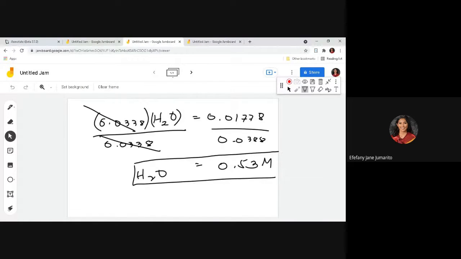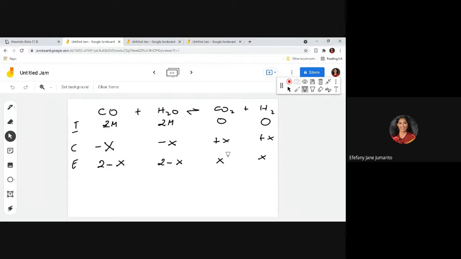So here, what is the value of our CO2 at equilibrium? What is our H2O at equilibrium? What is our CO at equilibrium? Okay, so what we have been doing gives us their values: 2 minus x, 2 minus x, x, and x. Now, in order for us to have the values, we are going to find x.